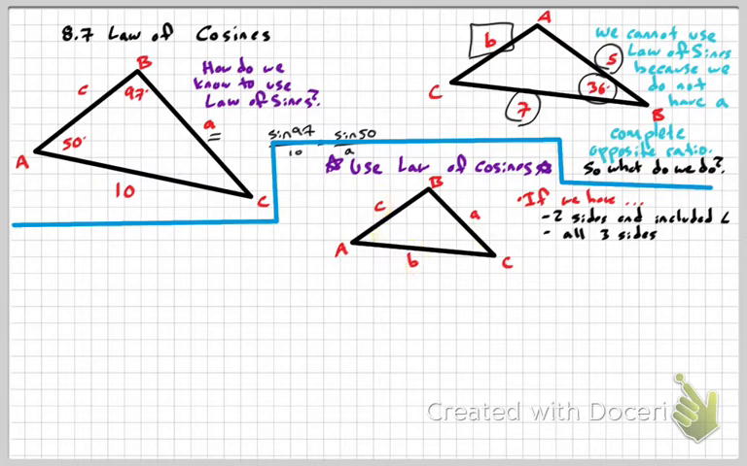Here's how my formula starts. A squared. Again, I'm solving for A, so I start with the side I'm trying to find, and it's also the side opposite the angle that I know. A squared equals B squared plus C squared minus 2 times B times C times the cosine of A. Whew, that's a long formula, right?